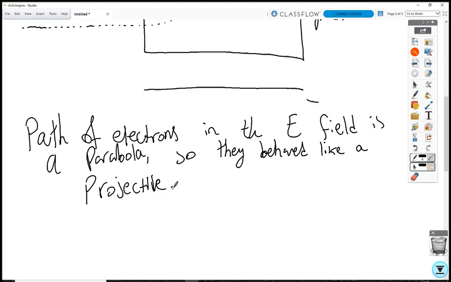That means that in between the plates, the only acceleration that the electrons experience was a vertical acceleration, which in this case was upwards. Normally when we talk about projectiles, we talk about things falling under gravity. So acceleration is down. But in these E fields, it's up.